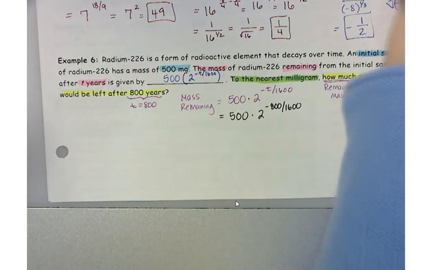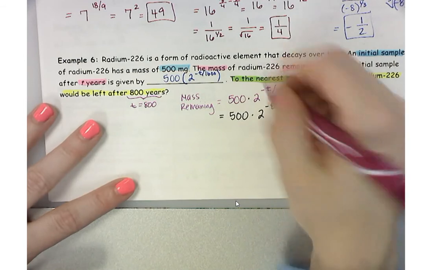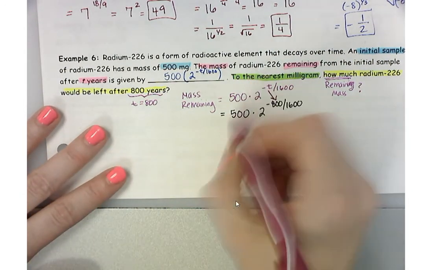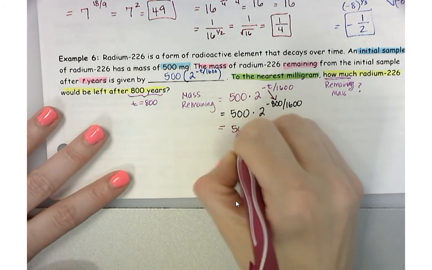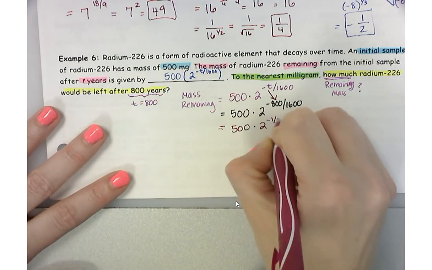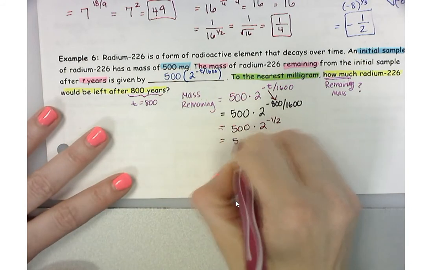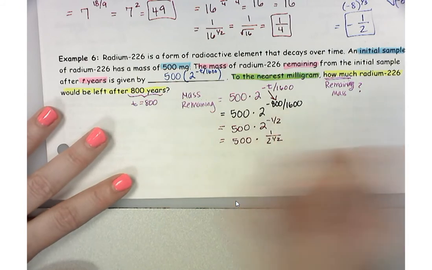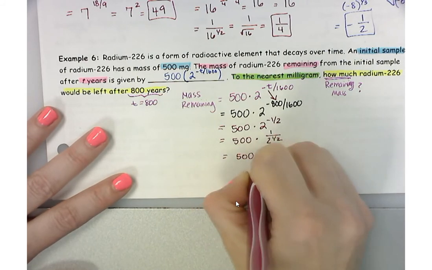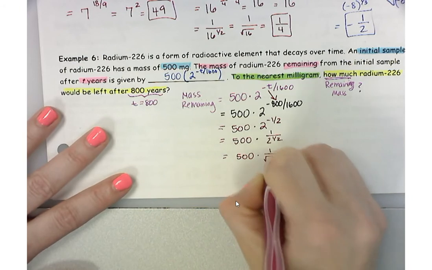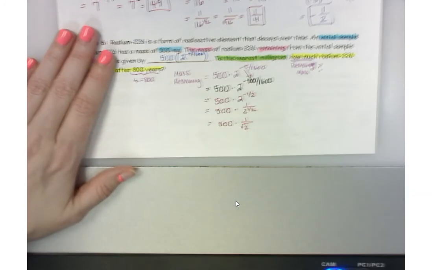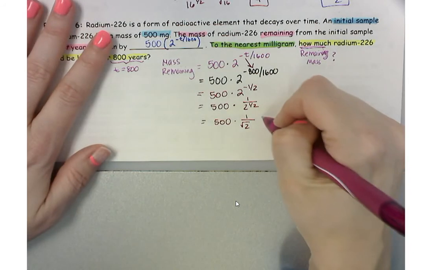Okay, if this question asked you for an exact answer, so if you were doing this without a calculator and you had to write an exact answer, we would multiply these together. Anytime you have a whole number, it gets multiplied by the numerator, and this is what we call an exact value. Okay, so if you have a story problem that asks you for an exact value, this would be your final answer. Because we're rounding to the nearest milligram, we're going to divide 500 divided by the square root of 2 on our calculator.